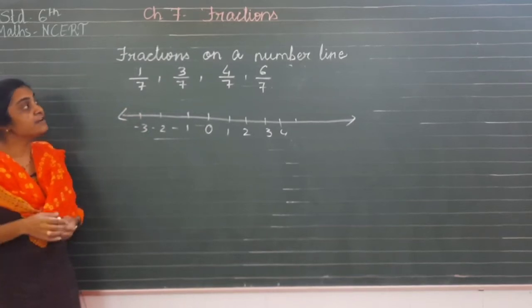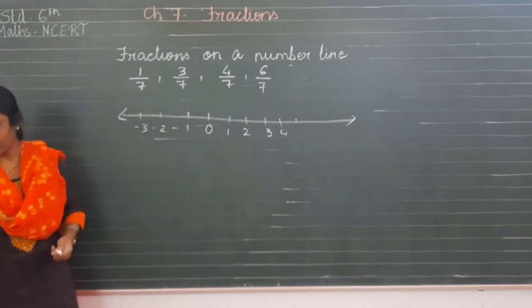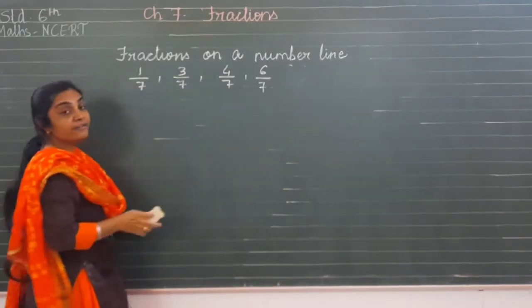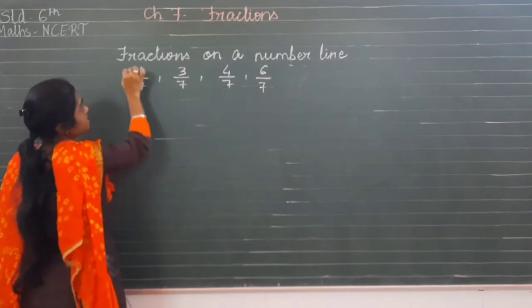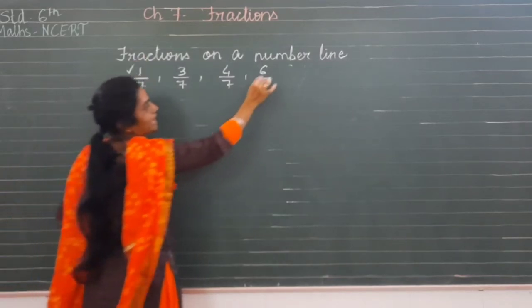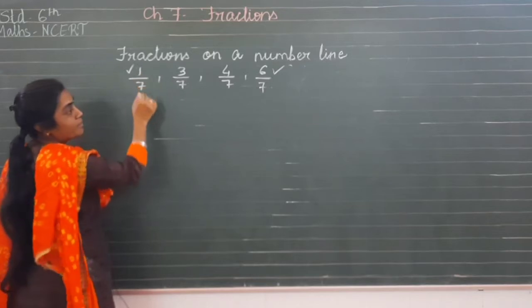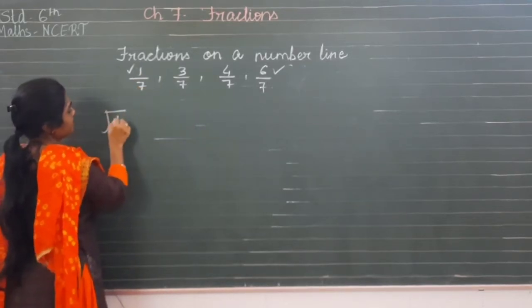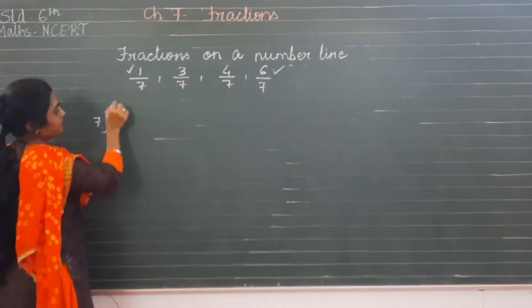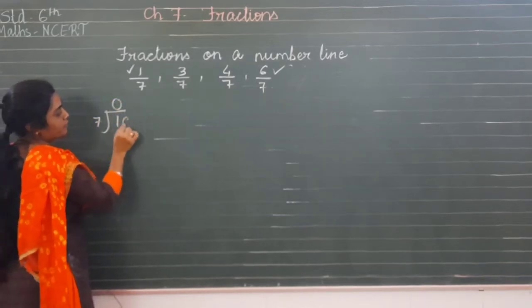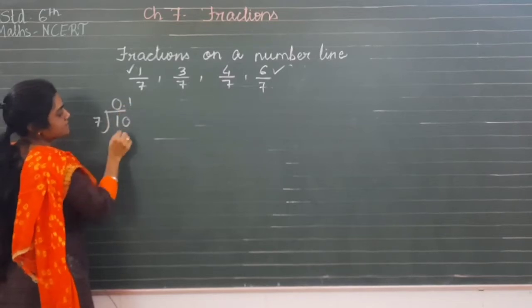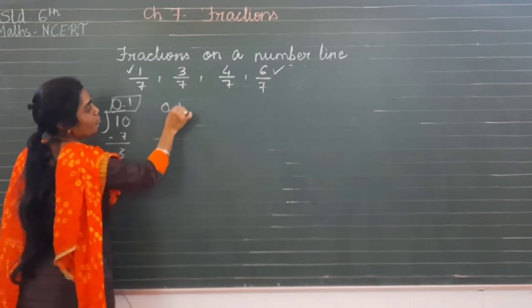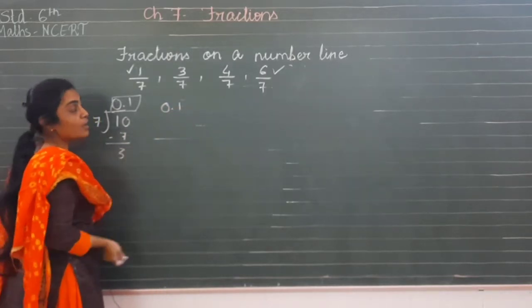How will we plot these fractions on the number line? For this, first we need to see the numbers. Let us see the numbers. First we will see the first number and the last number, 1 upon 7 and 6 upon 7. First we will divide this. 7 zeros are 0. We will put a decimal point here. 7 ones are 7. 10 minus 7 is 3. So the first is 0.1, that is above 0.